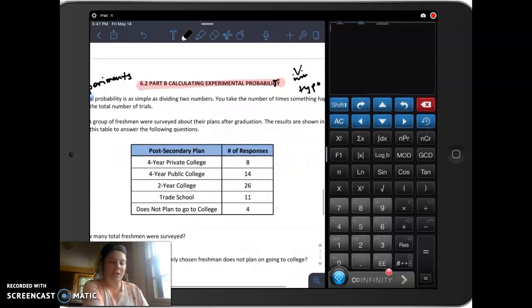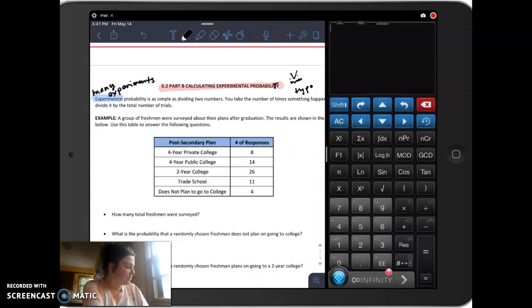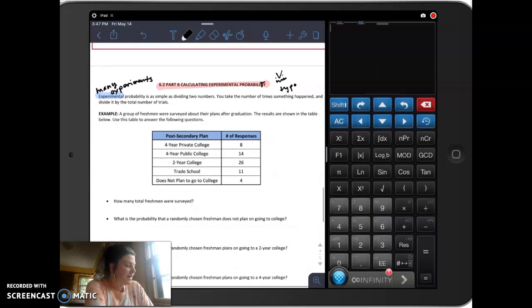All right, there's a typo. Made me angry, drew my angry face there. You take the number of times something happened and divide it by the total number of trials. So it's very simple to find probability for experimental probability. It's as simple as dividing two numbers, and then you multiply by 100, but we'll get into it.